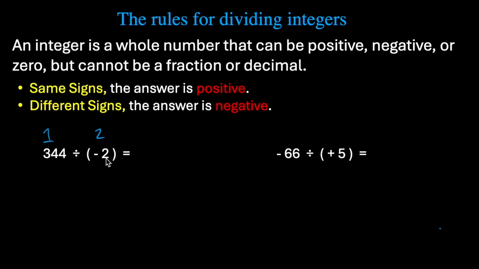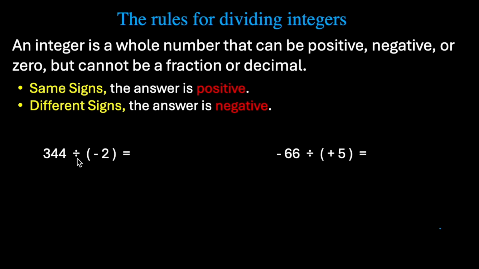And if you forgot what an integer is, it's a whole number that can be positive, negative, or zero, but it cannot be a fraction or a decimal or something like that. So we're looking at two integers and we are dividing them. So let's divide this problem, and I'll erase the 1 and 2.